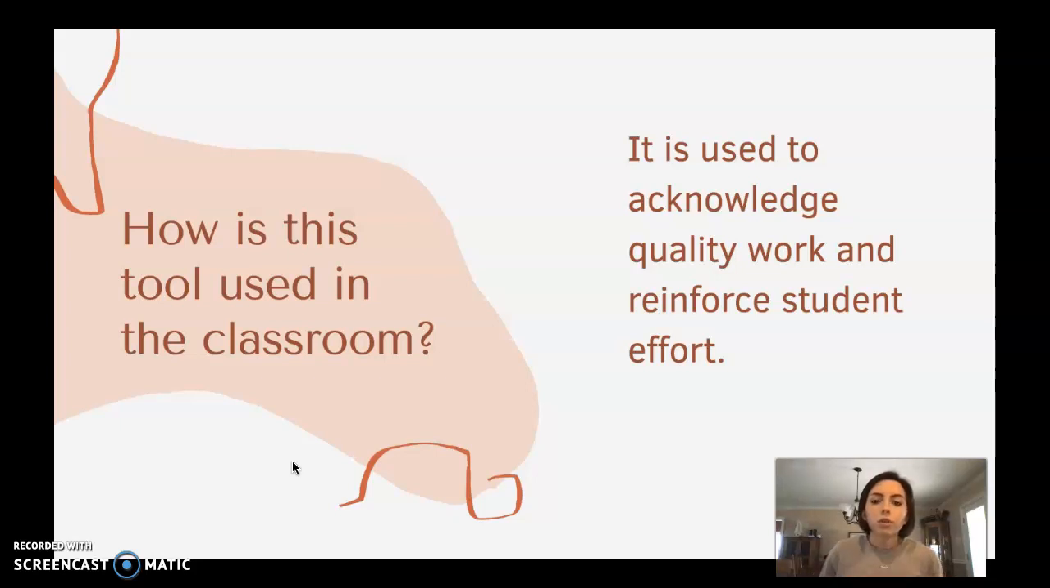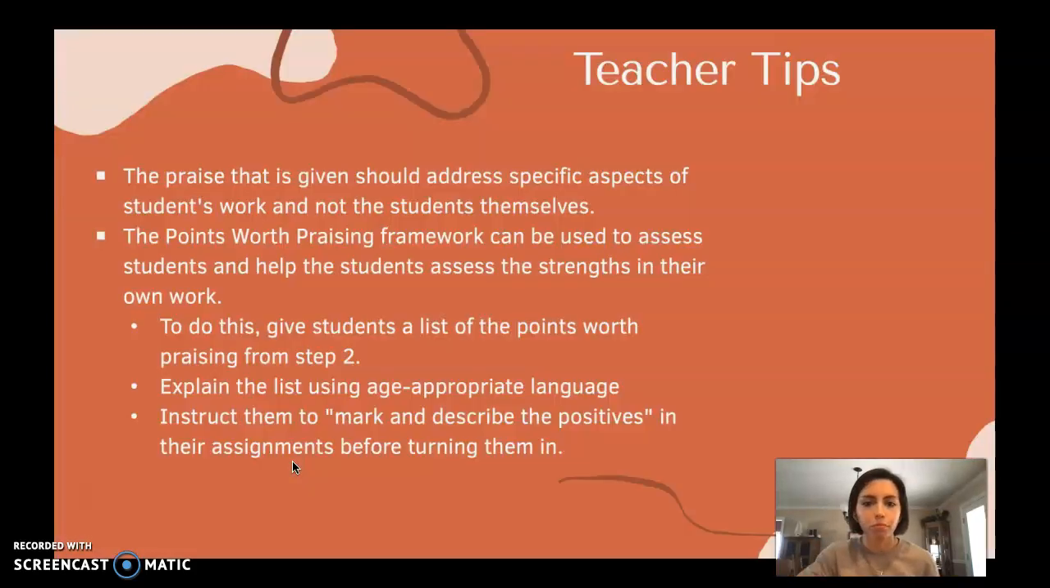So how is this tool used in the classroom? It is used to acknowledge quality work and reinforce student effort. Some teacher tips: the praise that is given should address specific aspects of the student's work and not the students themselves. The points worth praising framework can be used to assess students and help the students assess their own strengths in their own work.